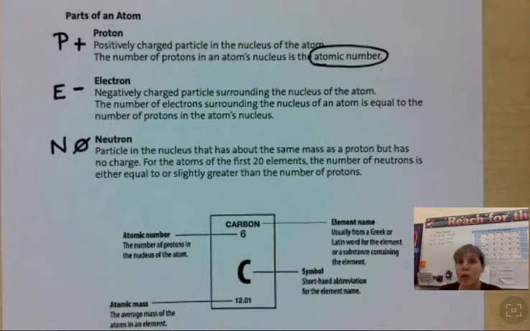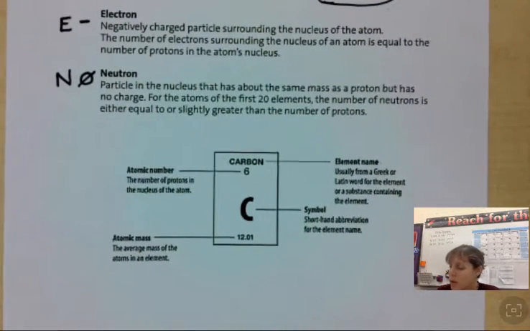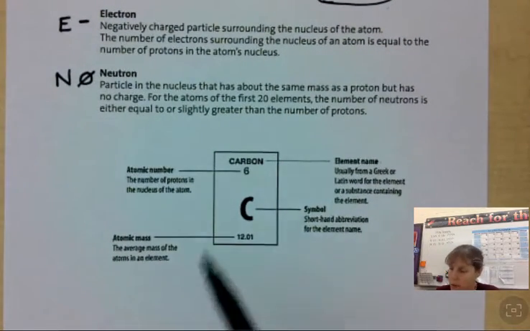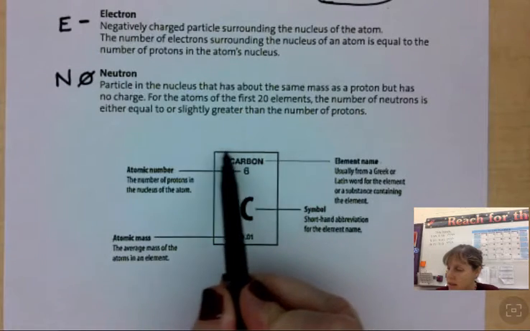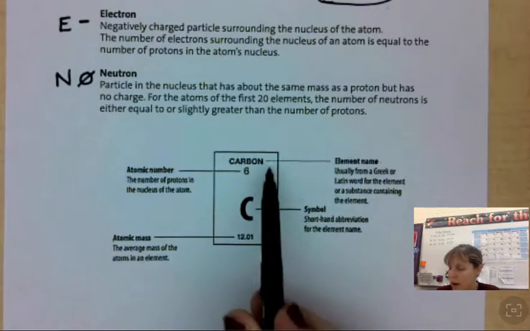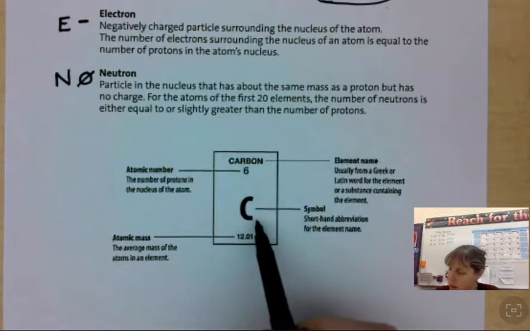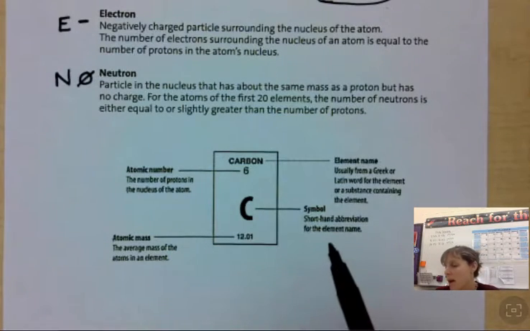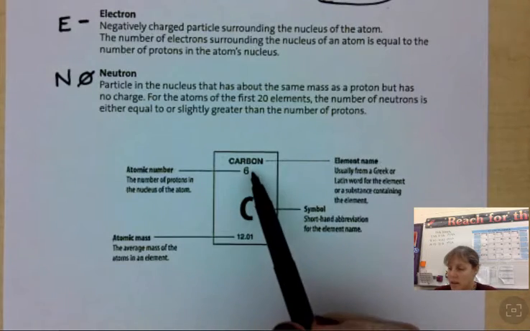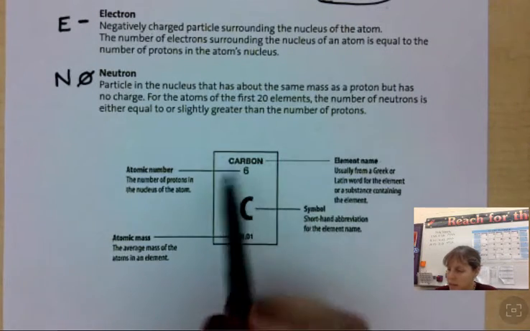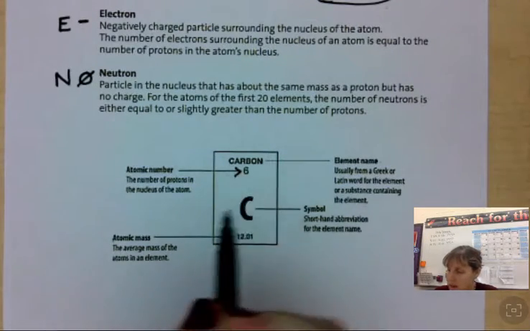All right, so how do you even figure that out? Well, you have to look at the periodic table. When you look at the periodic table, you see all those squares. So this is an example of the square of carbon. And you know from our last lesson that the symbol for carbon is C, and that carbon is number 6 on our periodic table. This is the atomic number.